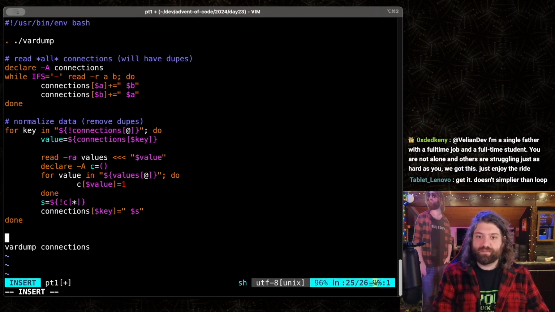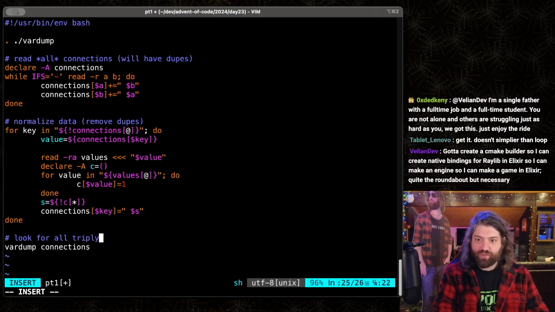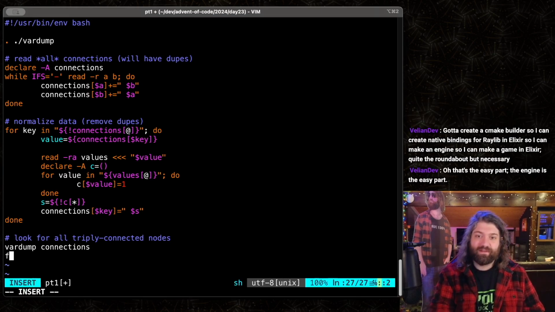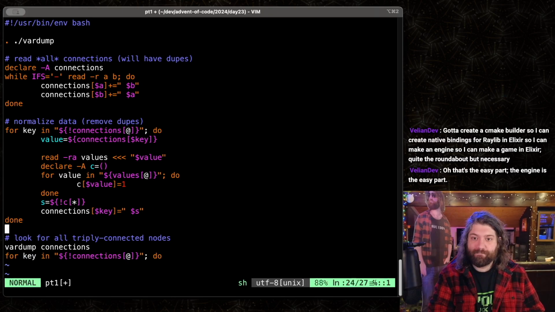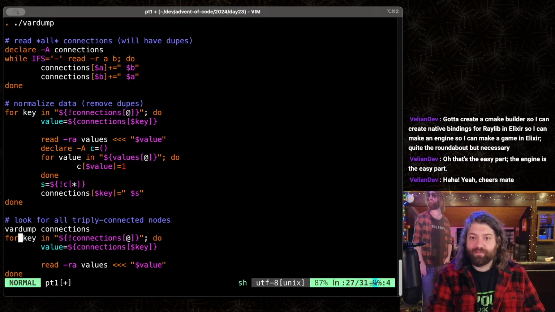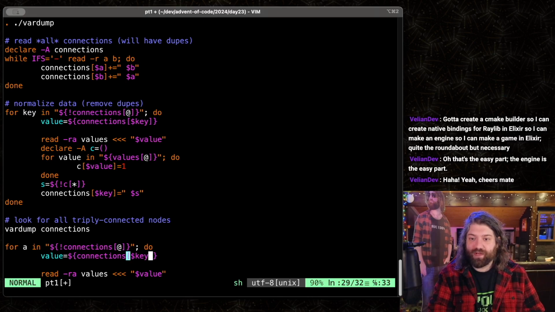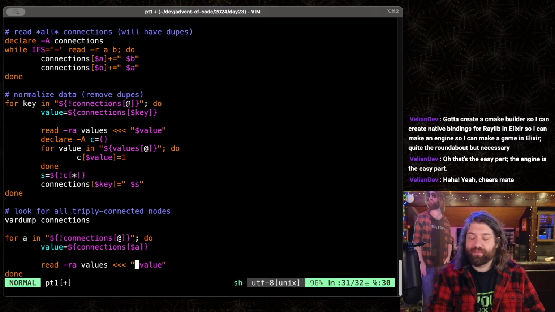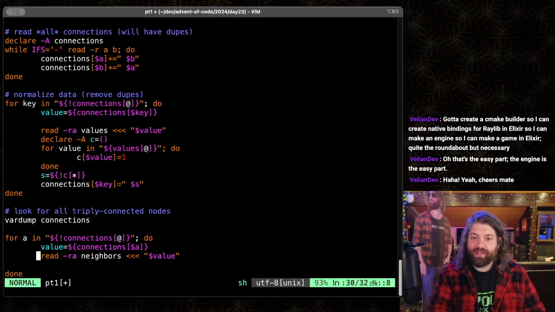So look for all triply connected nodes. So here's what we're going to do. All right, so for key in connection, so we're going to loop this again. Done. Okay, so we have for A in connections, we'll call it A. We'll do A, B, and C. We'll read all of the neighbors out of it. These are our neighbors. For, we need the neighbor's length, don't we? Len equals neighbors. Cool.